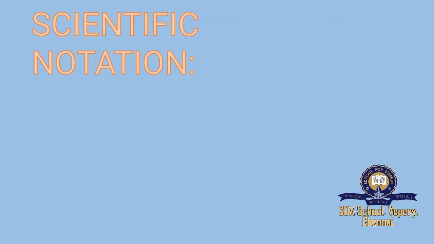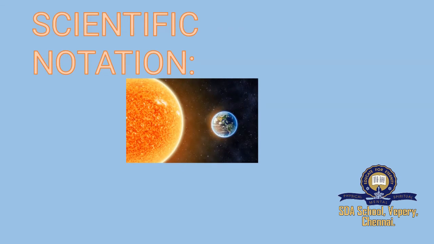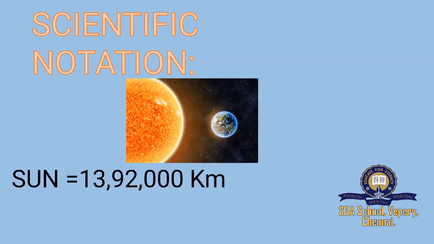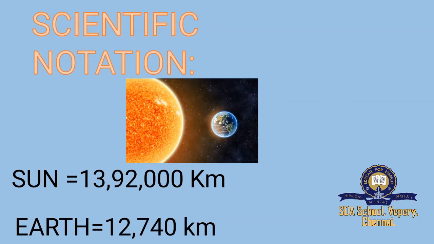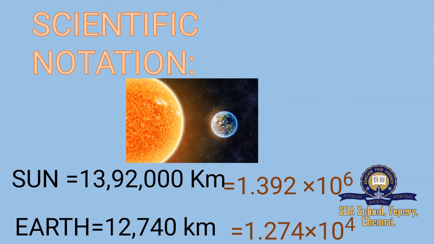Next we will be starting scientific notation. Suppose the diameter of the sun is 13,92,000 kilometer and the diameter of the earth is 12,740 kilometer. Don't you think it's very complex to write these numbers? These numbers can also be written as 1.392 into 10 power 6. It looks much simpler, isn't it? Similarly, the diameter of the earth also can be written in a much simplified manner. Therefore, this is scientific notation.